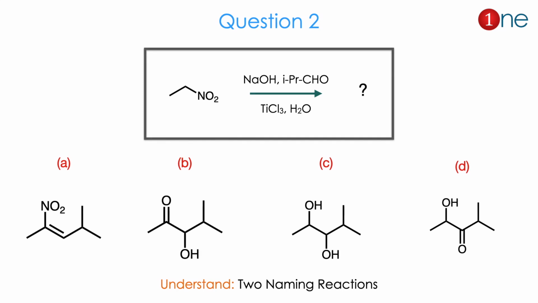Then question number 2. The starting material is nitroethane with base and isopropyl aldehyde, and titanium chloride and water are given. They ask you to guess the product. The real question is about how the alcohol is introduced, whether it is oxidized or diol formation is there or not. From the reagents and starting material, you have to understand that 2 named reactions are involved here.